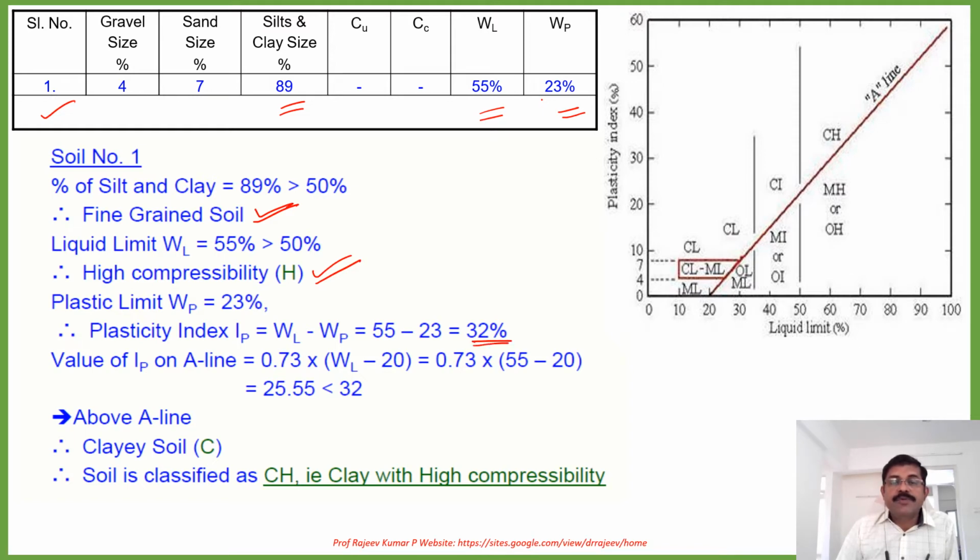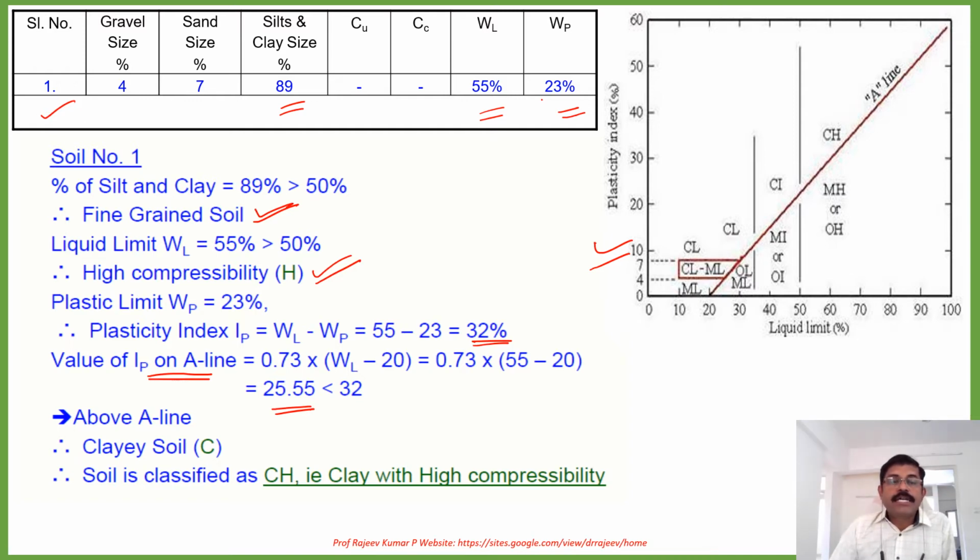Here it is 32%. And according to the equation corresponding to the A line from the plasticity chart, this is the plasticity chart, you can calculate the value of plasticity index, that is 25.5. That is less than what we have calculated earlier using the data given.